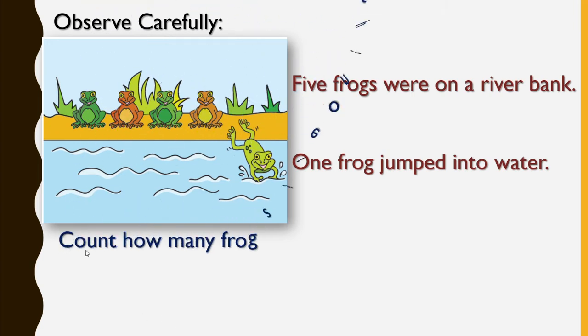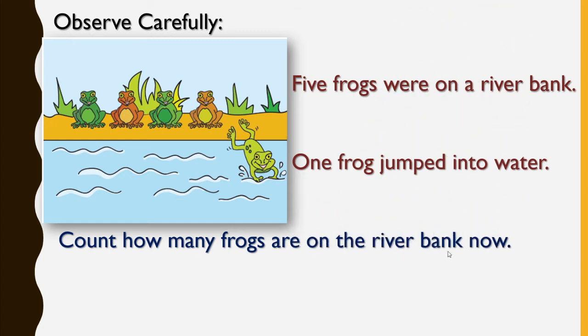The question is, count how many frogs are on the river bank now? Count here how many frogs? Yes, 1, 2, 3, 4. Right? Here, first we will write the same thing in numbers. Earlier there were 5 frogs on the river bank, minus 1 jumped into the water. Correct? So 5 minus 1 is equal to how many remained on the river bank? 4. Isn't it? 5 minus 1 is equal to 4.